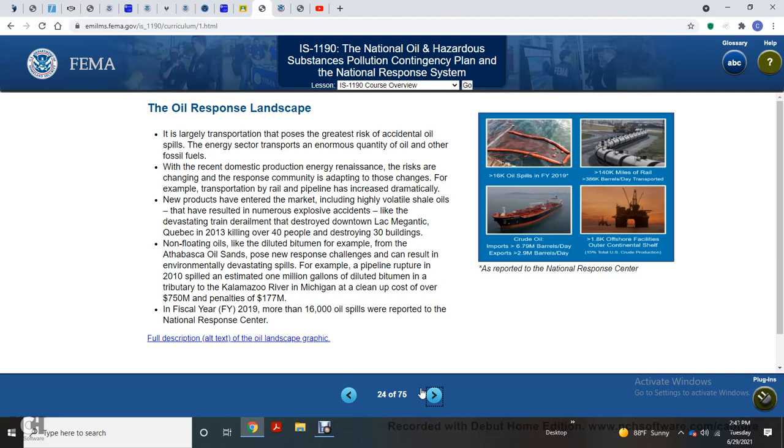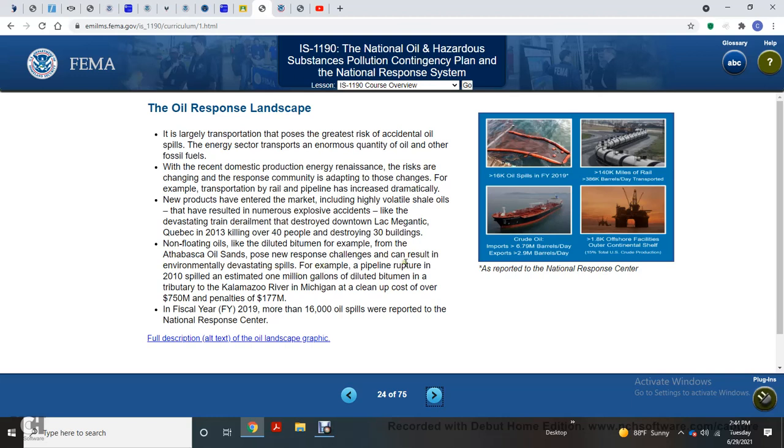For example, transportation by rail and pipeline has increased dramatically. New products have entered the market, including high volatility shale oil, as a result of numerous explosive accidents like the devastating train derailment that destroyed downtown Lac-Mégantic, Quebec in 2013, killing 47 people and destroying 30 buildings. Non-floating oils like diluted bitumen, for example from the Alberta oil sands, pose new response challenges with the potential for environmentally devastating spills.